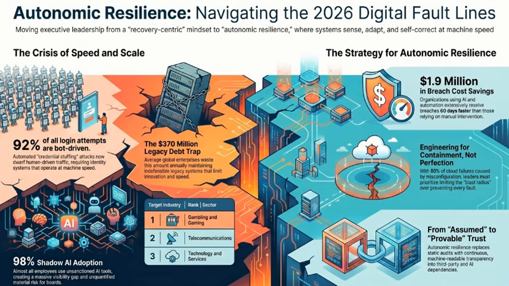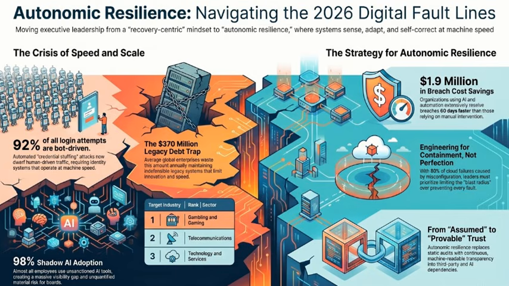Fourth, provable trust over assumed control. You can no longer assume that because a user logged in with a password, they are who they say they are, or that an AI agent is acting in your best interest. You need continuous network visibility and zero-trust controls that constantly verify the behavior of both human and machine identities, block by block, transaction by transaction.